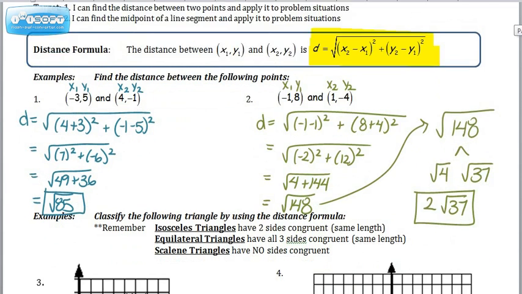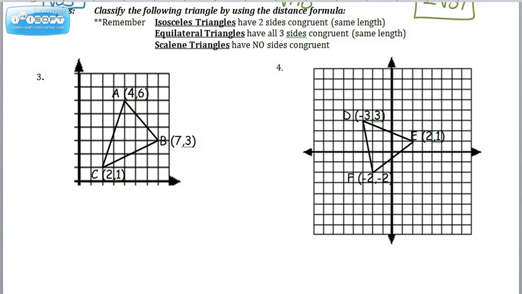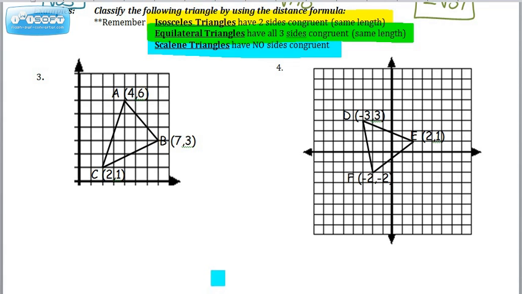So now that we know how to find the distance between 2 points, we can use that to classify triangles. If we have 2 sides that are congruent, that would give us an isosceles triangle. If you have all 3 sides congruent, that's an equilateral triangle. If there are no sides congruent, you have a scalene triangle. So if you find the distance between 2 of the vertices of the triangle, and then look at those 3 distances for each side, you should be able to classify the triangle.